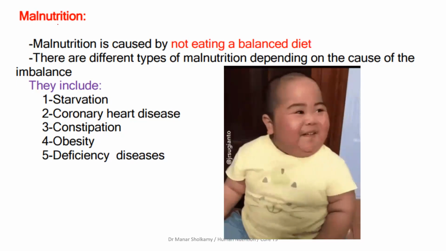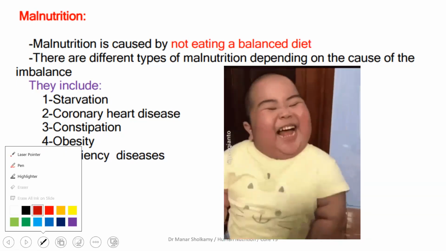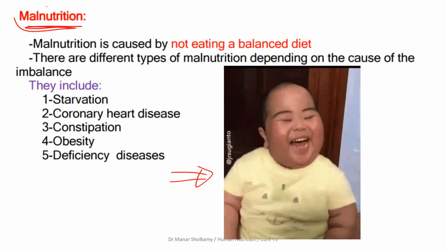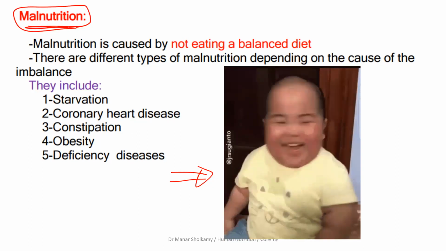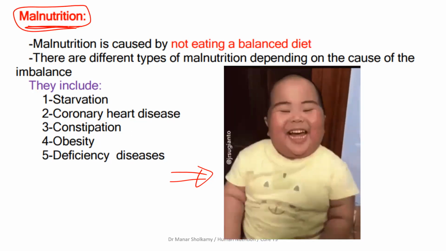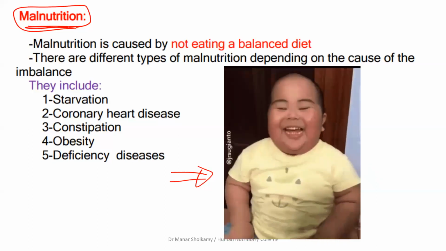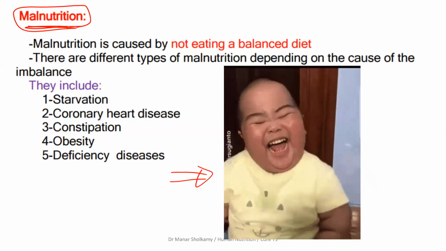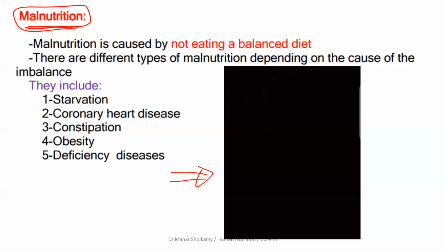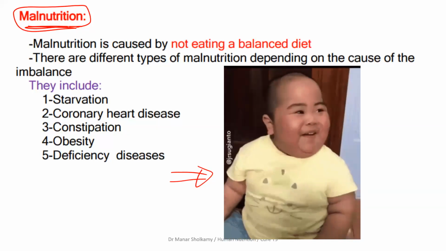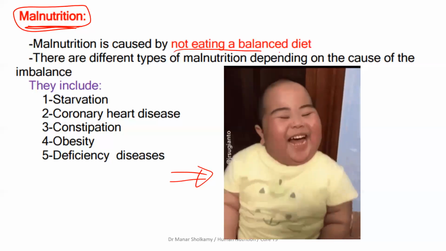Now tell me, malnutrition. Does this child look healthy to you? No. Okay, he's not. Why? He's obese. Yes, okay, he is more than the average weight. And this is an example of malnutrition. A lot of people think that malnutrition means that you are underweight. Even when you are overweight, this is an example of malnutrition. So what is the definition of malnutrition? It is not eating a balanced diet.